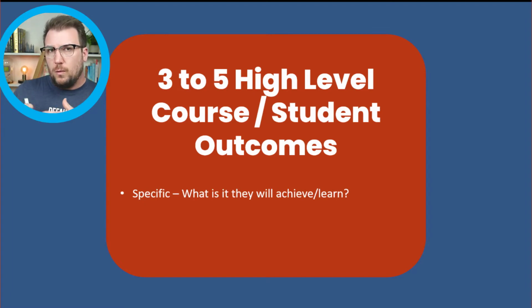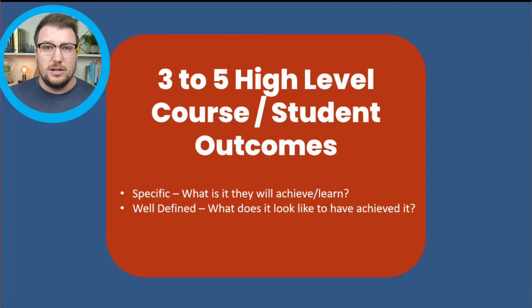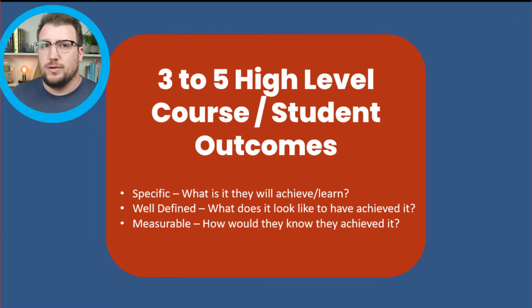And so what makes a good student learning outcome? Well, one, it needs to be specific. So what is it they will achieve or learn? Can you specifically say what those things are? It also needs to be well defined. So what does it look like to have achieved it? And then finally, it needs to be measurable. So how would they or you know that they have achieved it? So it needs to be measurable, specific, and well defined.